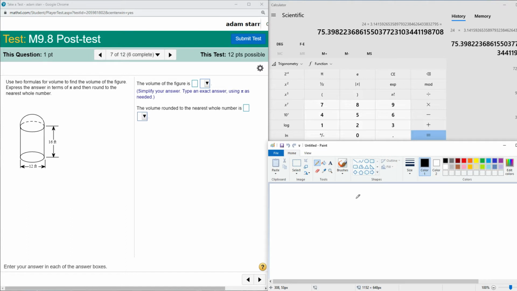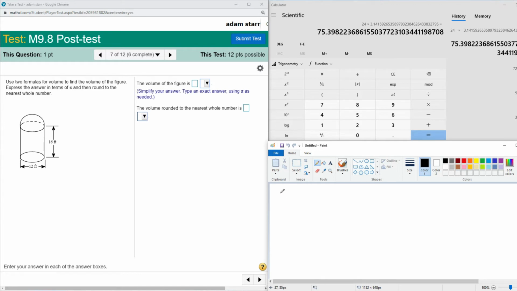Okay, this one says to use two formulas for volume to find the volume of the figure, express the answers in terms of pi, and then round to the nearest whole number. So very similar to what we've been doing, but now we have two figures involved. If you look at this figure, we actually have a cylinder and a hemisphere, half a sphere. So there are two figures here, a cylinder and a hemisphere.